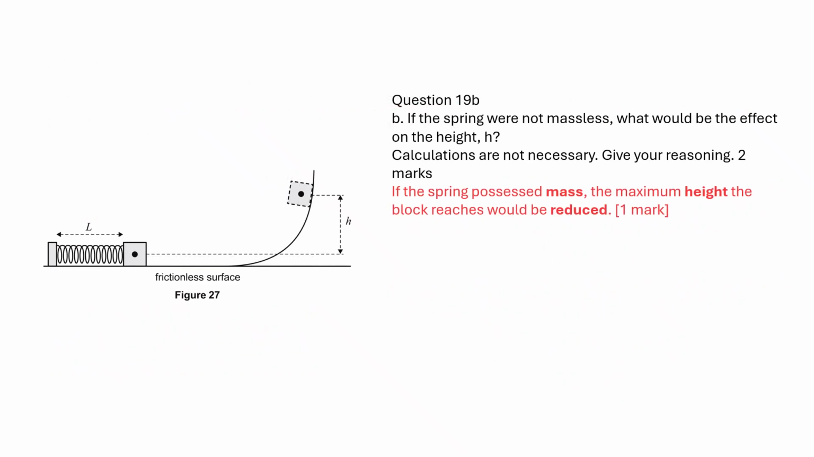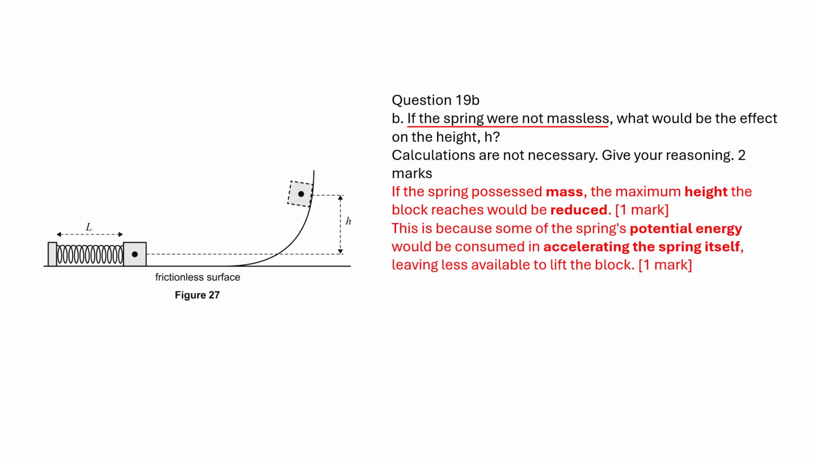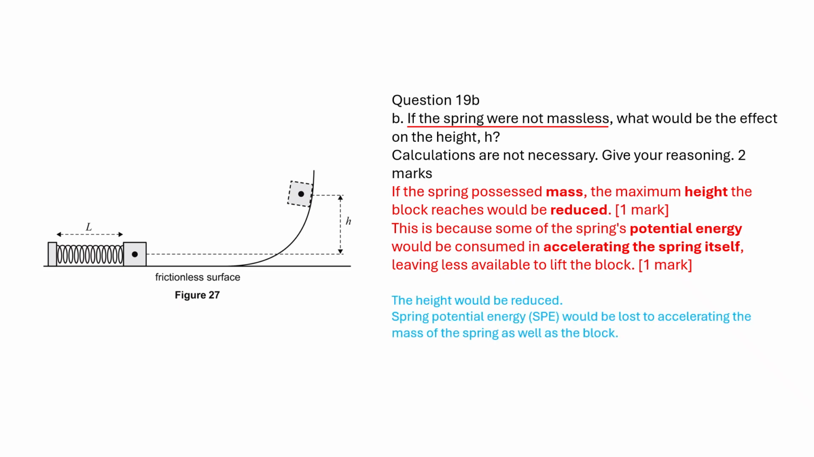If the spring possessed mass, the maximum height the block reaches would be reduced. This is because some of the spring's potential energy would be consumed in accelerating the spring itself, leaving less available to lift the block.